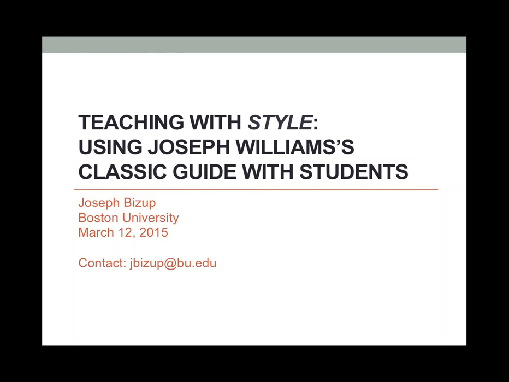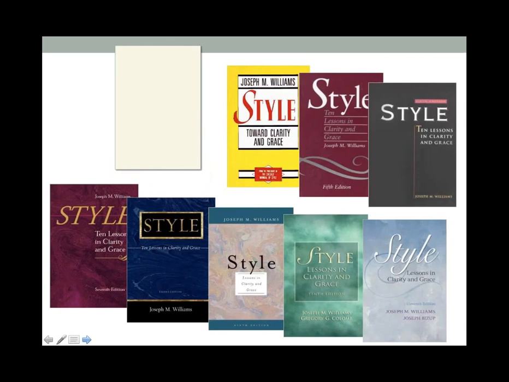I want to start by acknowledging the remarkable accomplishment of this book. Williams' book was first published in 1981, and over its 34 years, it has gone through 11 editions and sold over 500,000 copies. That means, of course, with a secondary book market, that probably a conservative estimate would be 750,000 people have put eyes on this book and used this book to improve their writing. So I just think that that's a remarkable achievement. Williams died, unfortunately, in 2008. The 10th edition was edited by his friend and colleague, Gregory Colomb.